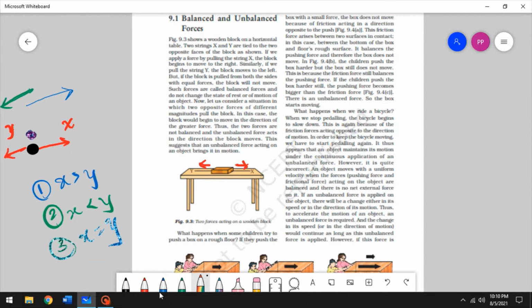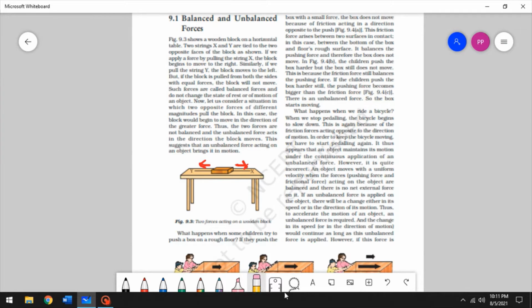So if x is greater than y, that means these two are unbalanced forces. Unbalanced forces cause an object to move in the direction in which the applied force is greater. So here in case 1, x was greater, so it moved towards x. In case 2, y was greater, so it moved towards y. That is what I mean by in the direction of the greater force. So that is the definition of unbalanced forces.